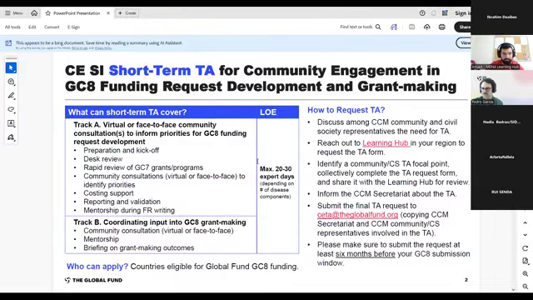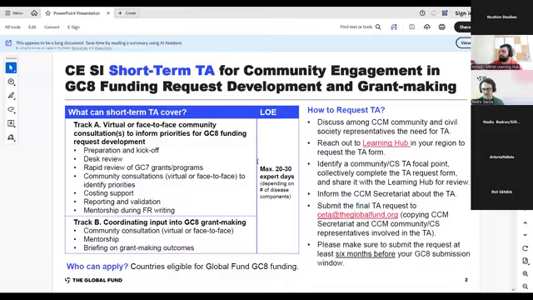So how to request the TA, I will not go into detail, but just to highlight that it's important that it's well aligned with the CCM, civil society, and community representatives, and that the learning hubs in your region should be able to assist you in sending you the TA form, but also helping you to fill it out.